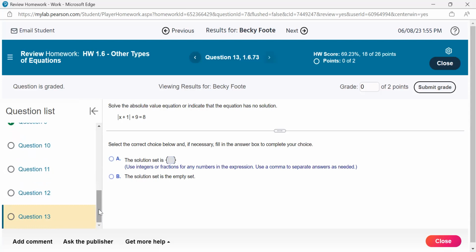And then when I'm going to 1.7, I need a heads up. It gets even harder.